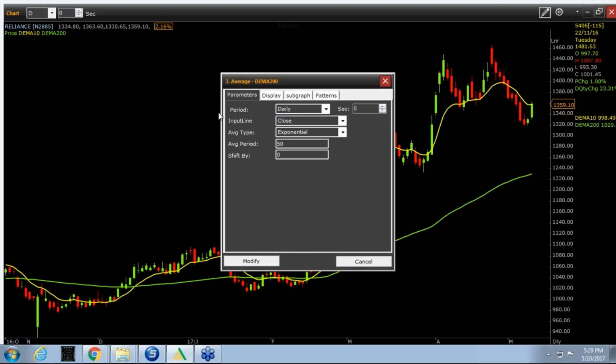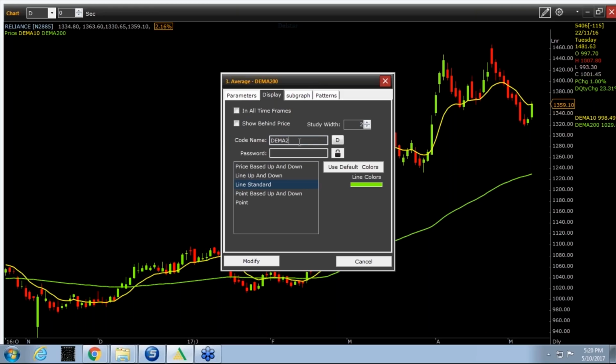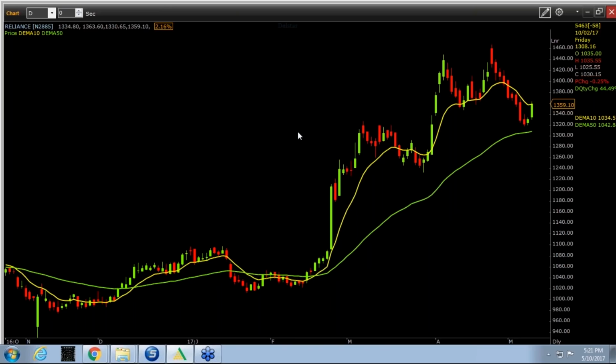So we find that more or less it was here. Now if we make it not 100, we make it as 50. So you can find that more or less this is the way that the trend is up.